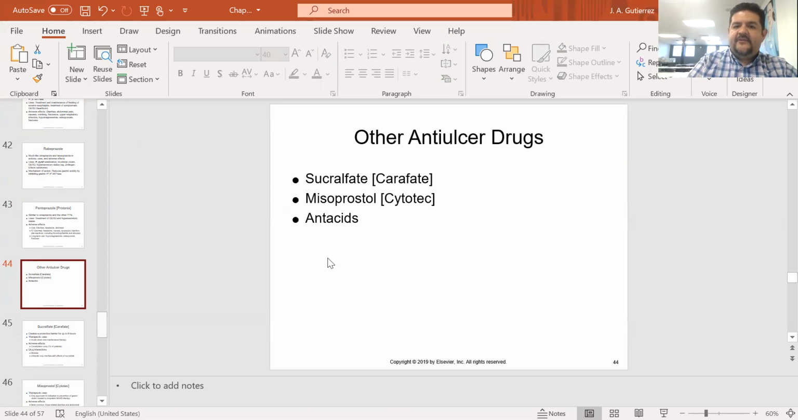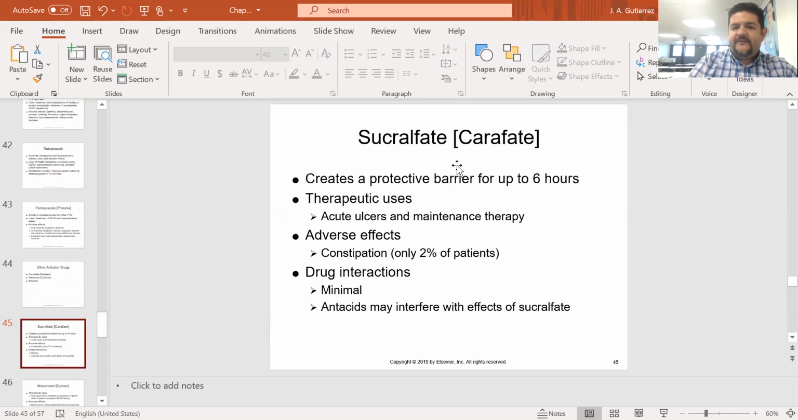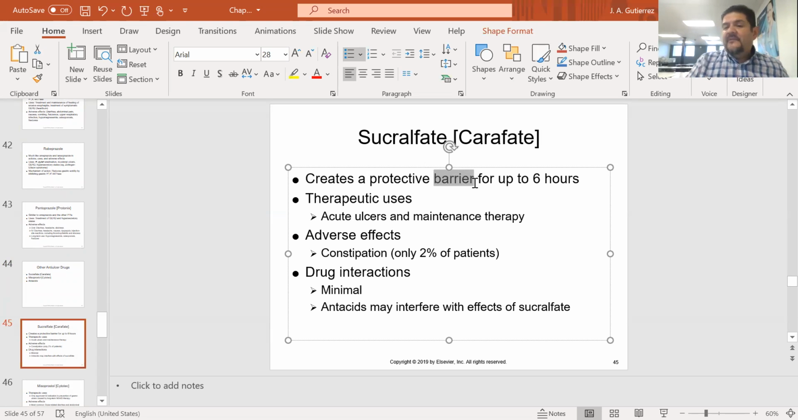Okay, what other drugs do we have to treat ulcers, anti-ulcers? So we have sucralfate or Carafate. Sucralfate is very similar to Pepto-Bismol. The consistency of it is very similar. And this medication, when you take it, the acid is going to make it slimy, and it's going to attach to the surface of the stomach. So it's going to create basically a slimy barrier. Carafate or sucralfate is going to lay on top of the ulcer, and it's going to protect it from the environment.